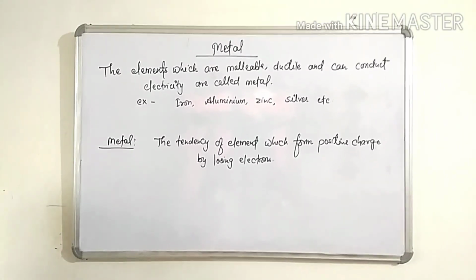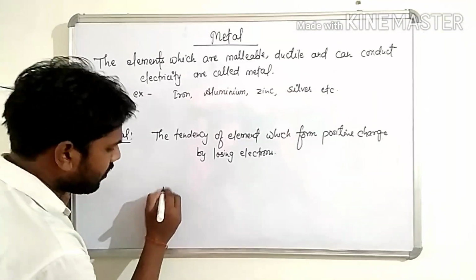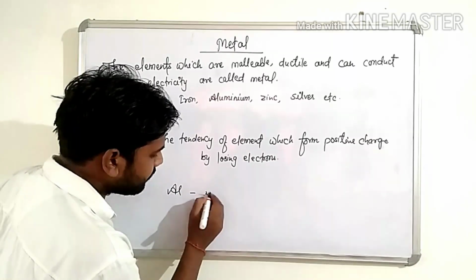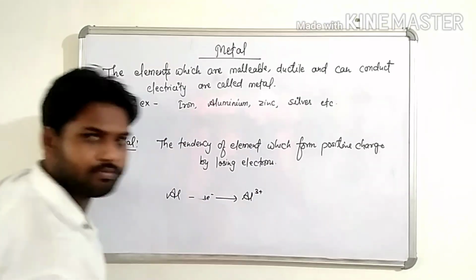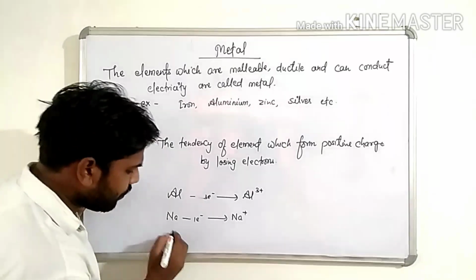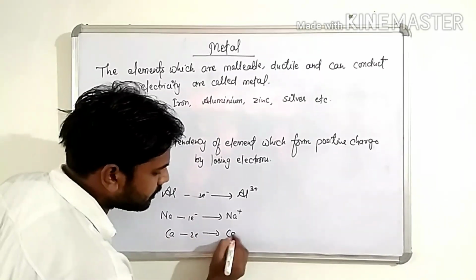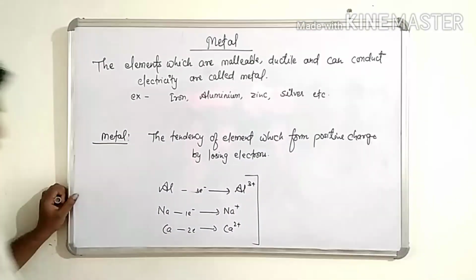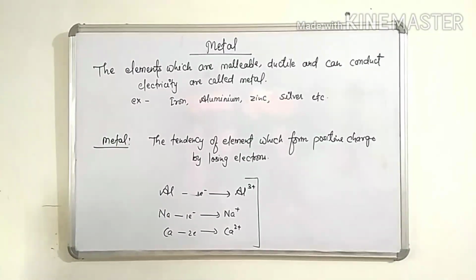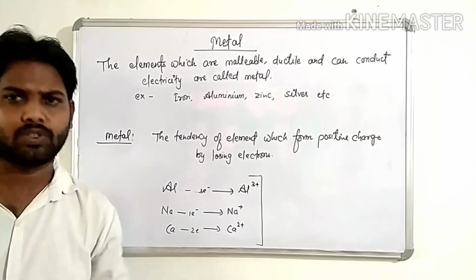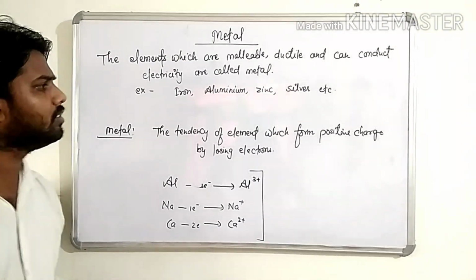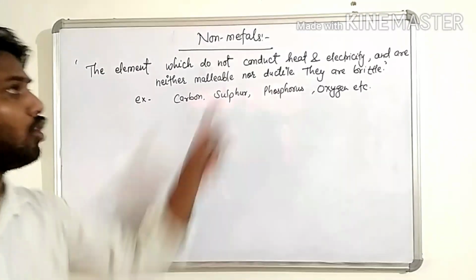Okay? Let us take an example to understand this. Suppose this is aluminium, children. Okay? When it loses 3 electrons, it forms aluminium 3 plus. When sodium loses 1 electron, it forms Na plus. When calcium loses 2 electrons, it forms calcium 2 plus. See children, we can see that the elements here, aluminium, sodium and calcium, all these elements are losing electrons and form positive charge. So they are called metals. Okay? Clear, children?